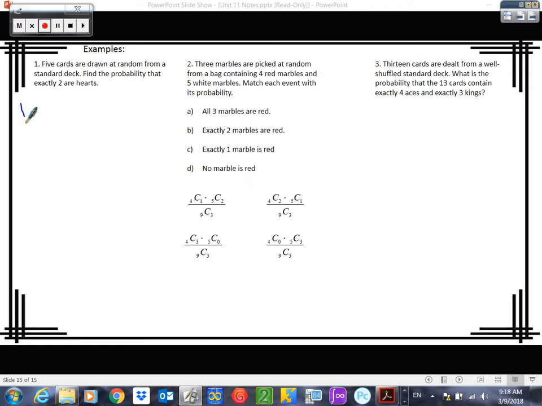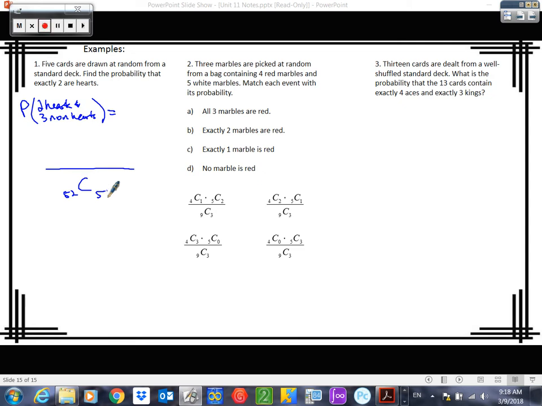So we want the probability that we have 2 hearts, and so I need 5 cards, right? So I need 2 hearts and I need 3 non-hearts. That's what I need to calculate. What's the probability of having 2 hearts and 3 non-hearts? So we're going to use combinations. The total cards I have to choose from are 52, and I want 5 of them.